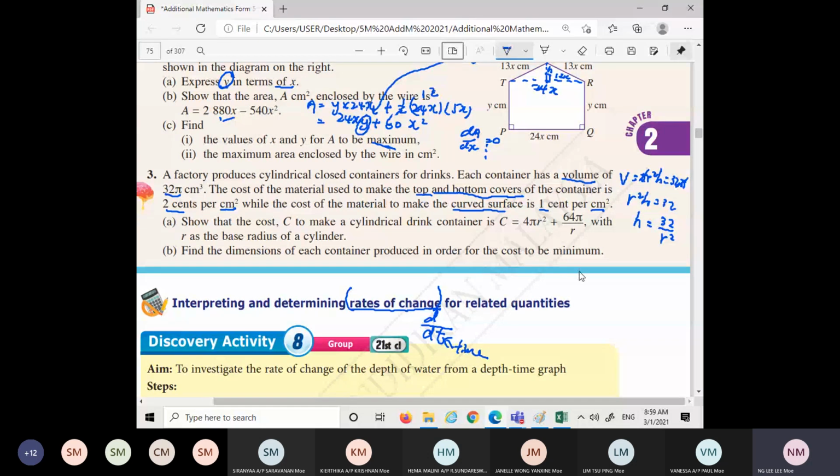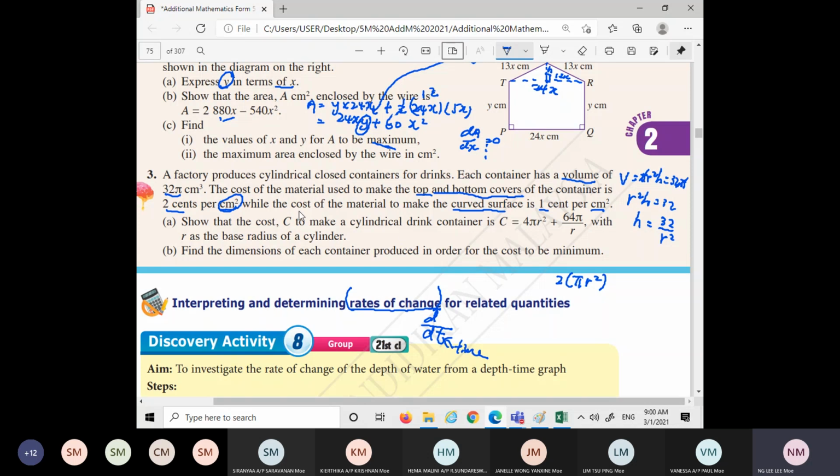Okay, the C, the cost, means the material. This is the area. The top and the bottom are two circles. So for the top and bottom, it is 2 times the circle, which is pi r square. Don't use just now the square one, because here they made no mention about the square. So use back the pi r square, 1 for the top and 1 for the bottom.